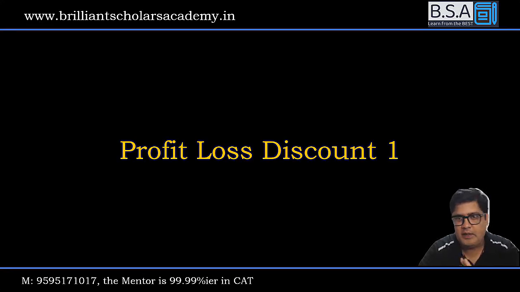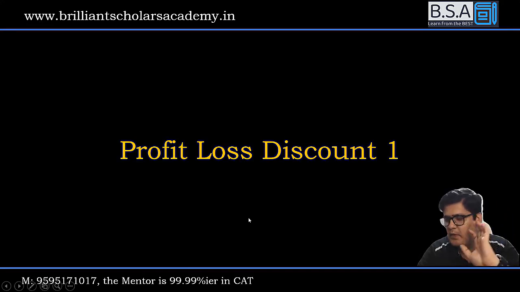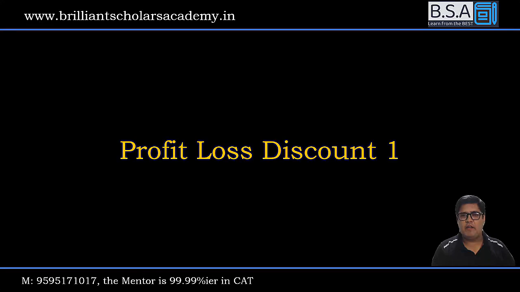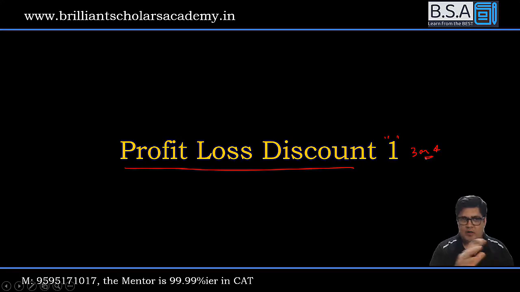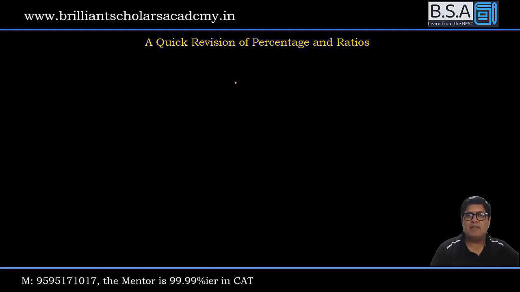So let us start. First, we will revise some details about percentages. We are starting with profit loss discount 1. We will probably need around 3 or 4 sessions to complete profit or discount. The third session is going to be more about faulty weights, which is very common in exams like CAT, XAT, SNAP, and MAT. Today's is a mixed bag, so some revision of percentages and ratios.